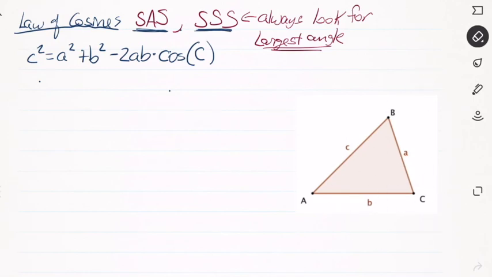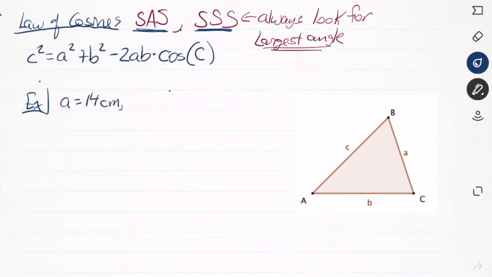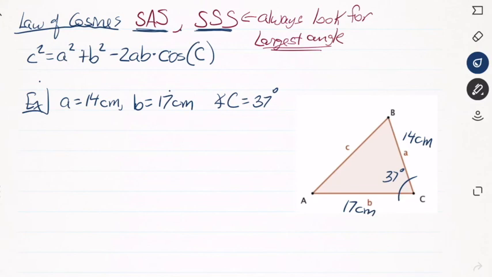Come up with a nice example. All right, so for example, let's say we have side A equal to 14 centimeters, side B equal to 17 centimeters, and angle C equal to 37 degrees. By the law of cosines, what we're given is a side, an angle, this 37 degrees, and another side over here, 17 centimeters. So this is the side-angle-side setup.